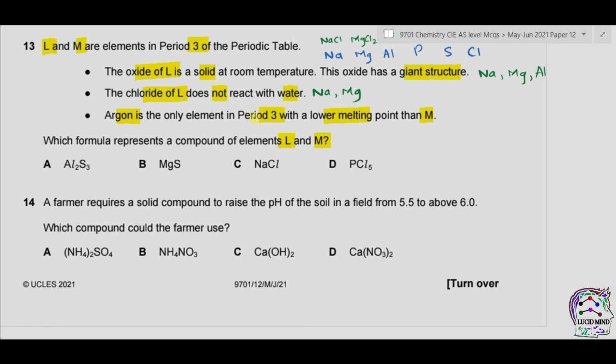Third is that argon is the only element in period 3 with a lower melting point than M. While finding out the melting point of these elements, in sodium, magnesium, aluminum, the melting point increases because of strong forces of attraction between the atoms in metallic bond. Then we have phosphorus, which exists as P4 molecule, sulfur exists as S8, chlorine exists in the form of Cl2, and then we have argon. So chlorine is the only one that has low melting point as compared to argon. So the answer is either sodium chloride or magnesium chloride. As only sodium chloride is given, the answer is C.